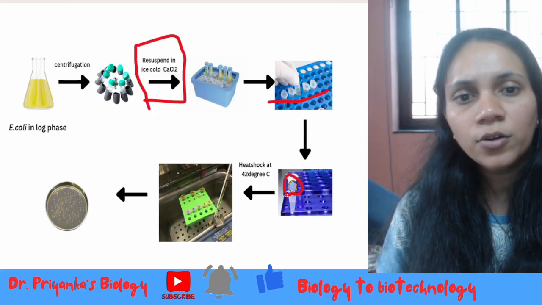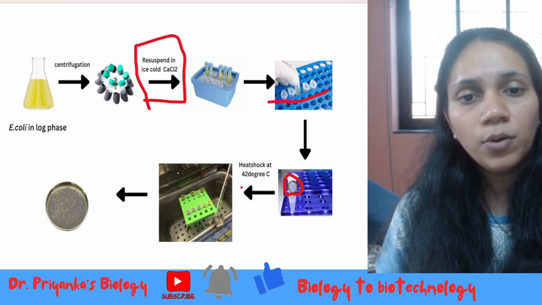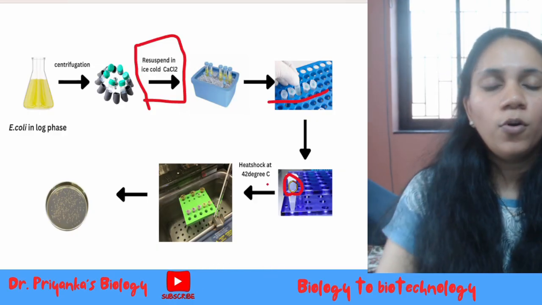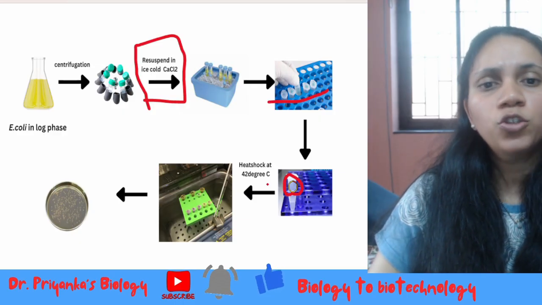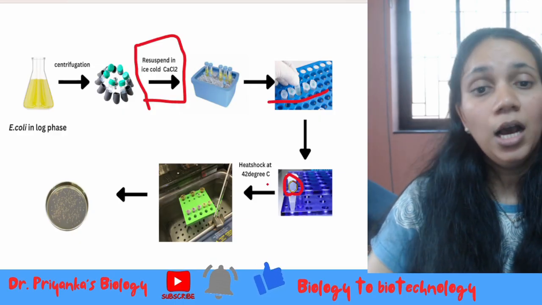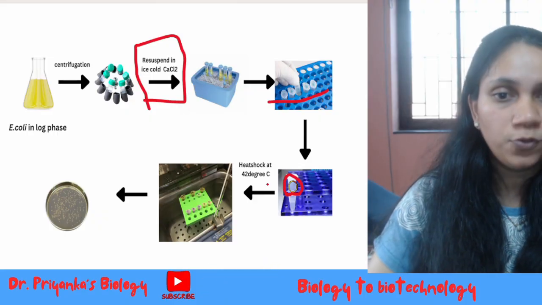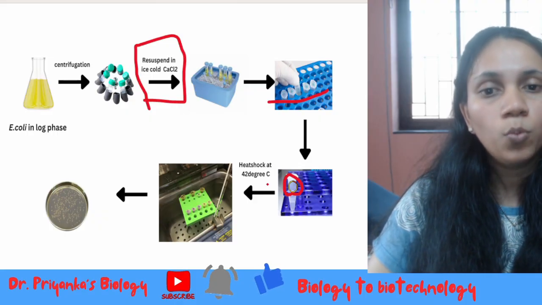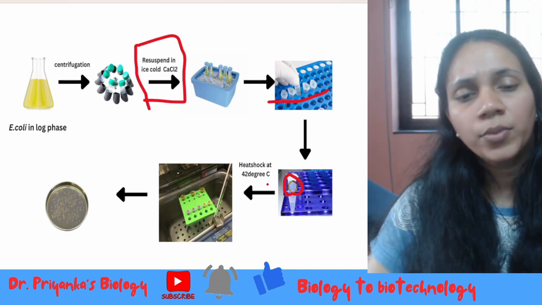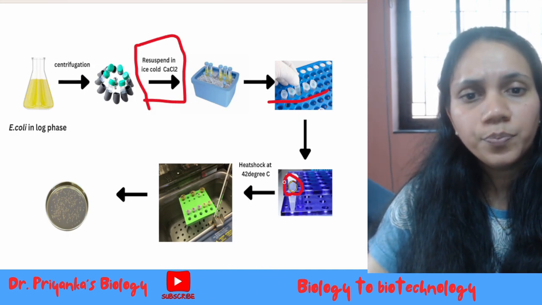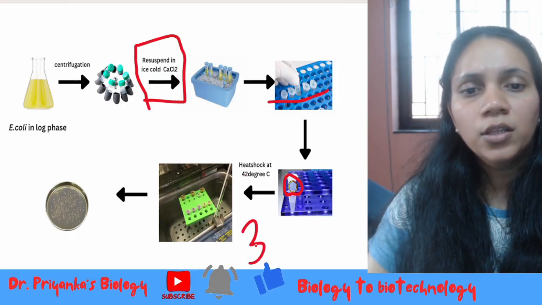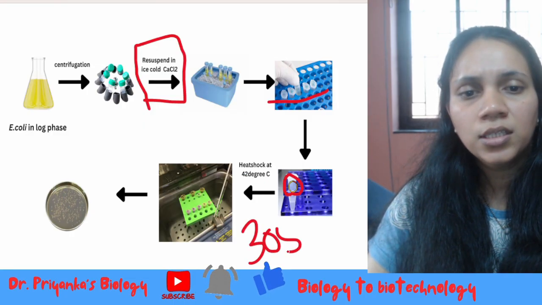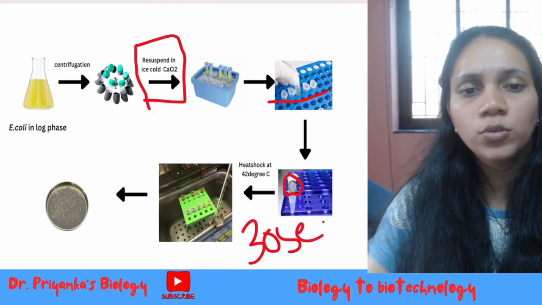After introduction, we give a heat shock of say 42 degrees Celsius for a very short duration of say 30 seconds. Again, this time duration will differ. It will depend on the volume, and based on the literature survey we have to decide. Mostly it is 42 degrees Celsius for a period of 30 seconds. This is the ideal condition that is used.